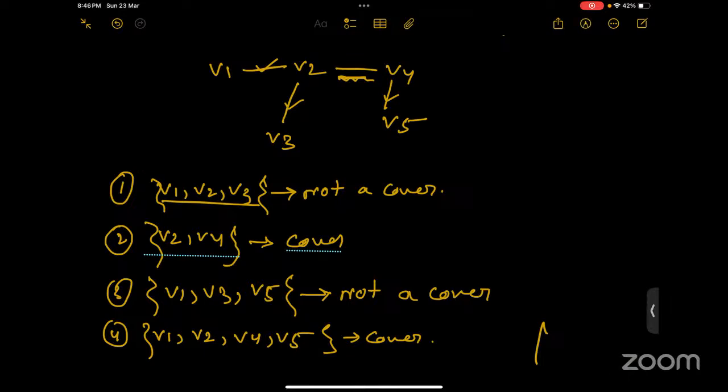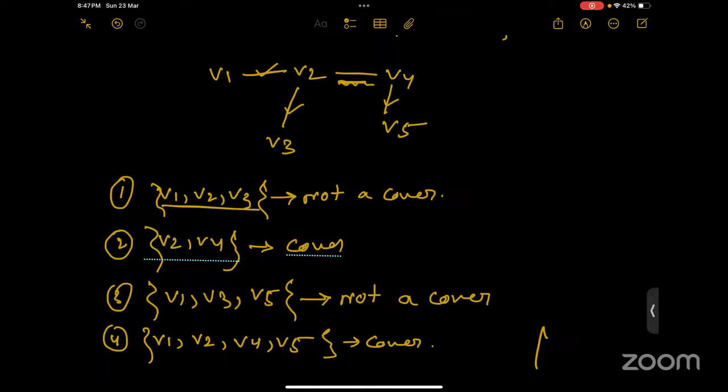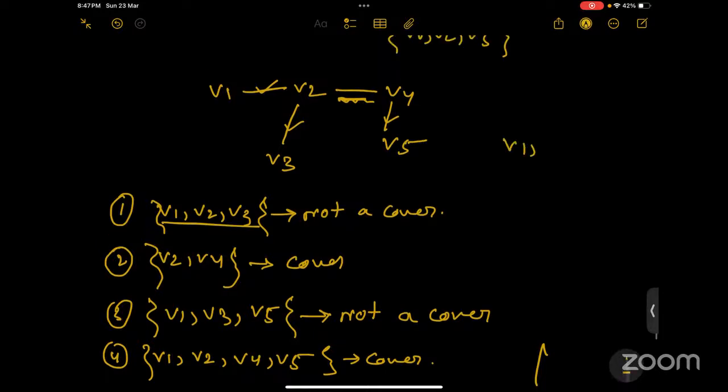So that means if I take any superset of V2, V4, it will obviously be a cover, right? What is a superset of V2, V4? Superset means it will contain more elements than this. So it will include at least V2, V4, and then it can contain more vertices. If it is V1, V2, and V4, is that not a cover? Yes, this is a cover. Again, this is a superset of V2, V4.